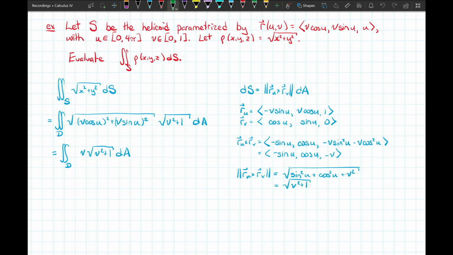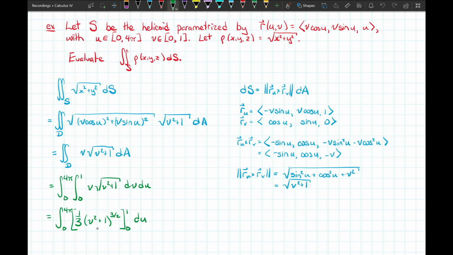Now, let's turn that into an iterated integral. Let's integrate with v first from 0 to 1, and u second from 0 to 4 pi. We can do a substitution for v squared plus 1 and use the power rule. And then I'm going to substitute back and have my antiderivative in terms of v. So the antiderivative after the substitution rule is (v squared plus 1) to the 3 halves all over 3. You can check that by taking the derivative. Now we need to evaluate that from v equals 0 to v equals 1. And we can pull that 1/3 out of the integral.